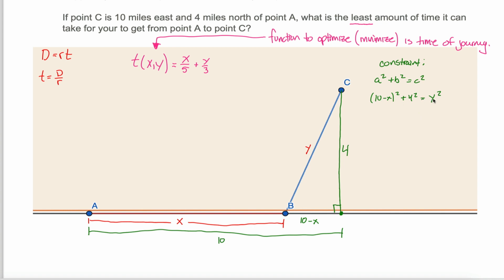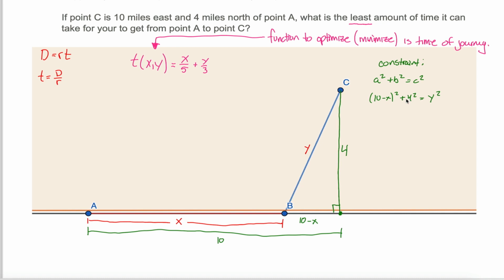What you would want to do is take your constraint and solve this for one of the two variables. It doesn't matter which one you solve for, whichever one you prefer. It's probably easier to solve it for y, so maybe I'll take the square root of both sides of the equation and get that y is equal to the square root of (10 minus x) squared plus 16. That 16 being the 4 squared. Note that I cannot cancel out this square root and this square, for example, because I have two different terms underneath the radical. This doesn't simplify nicely.